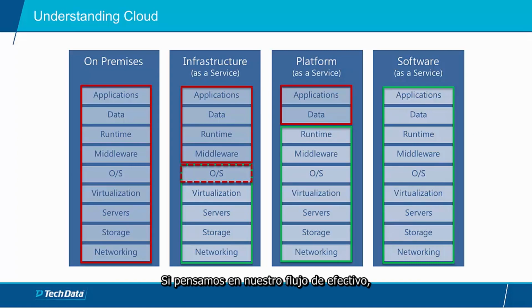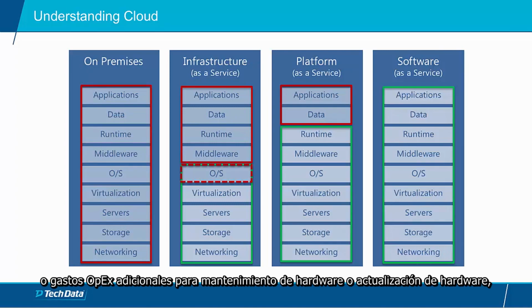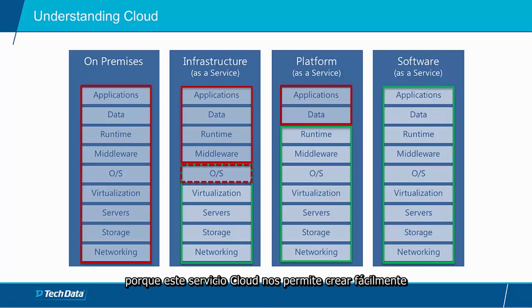So if we think about our cash flow, when we implement an infrastructure as a service, we're no longer incurring capital expenses from buying new hardware or additional operating expenses related to hardware maintenance or upgrading server hardware, because this cloud service is allowing us to easily create a new infrastructure quickly and efficiently without having to purchase any new physical hardware. This helps us save on resources, time, and money.